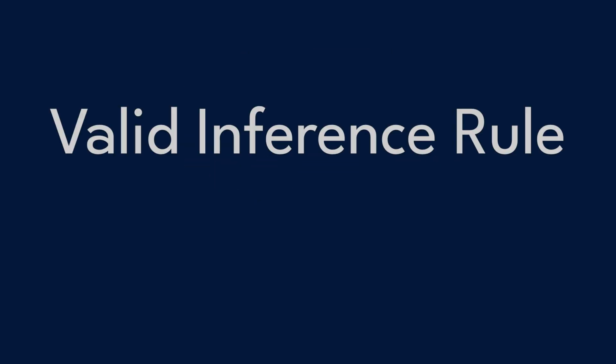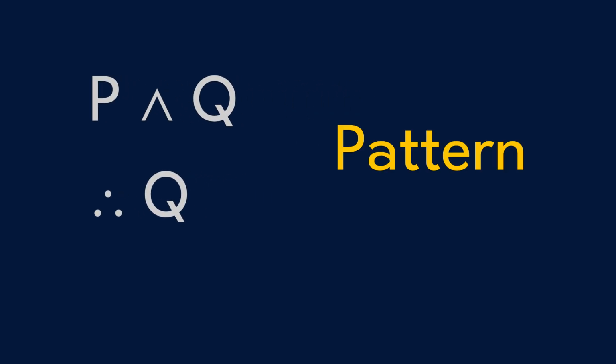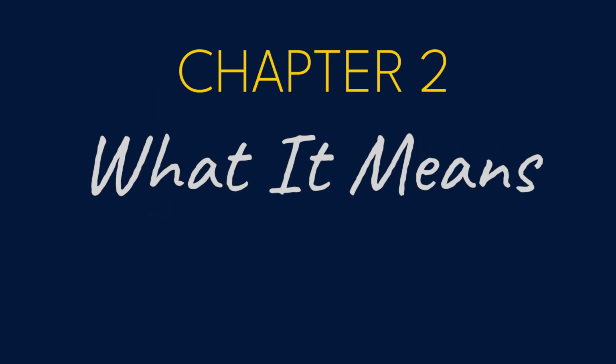Simplification is a valid inference rule that looks like this: both P and Q, therefore P. Or both P and Q, therefore Q. The model shows a pattern, a form. Both the first thing and the second thing are true, so you may infer either one on its own.